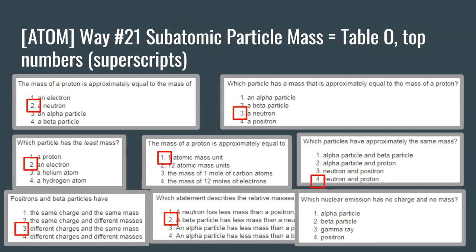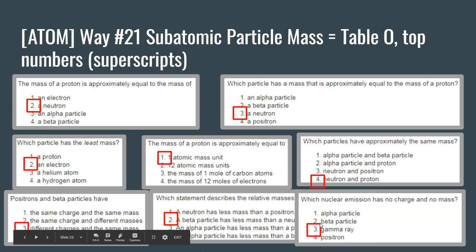Last question, which nuclear emission has no charge and no mass? So for this, you'll have to look at both the superscript and subscript number for each one of these particles on Table O to find the answer. The only particle with a charge of 0 and a mass of 0 is a gamma ray. The superscript and subscript number are both 0, so the answer choice 3 is correct.